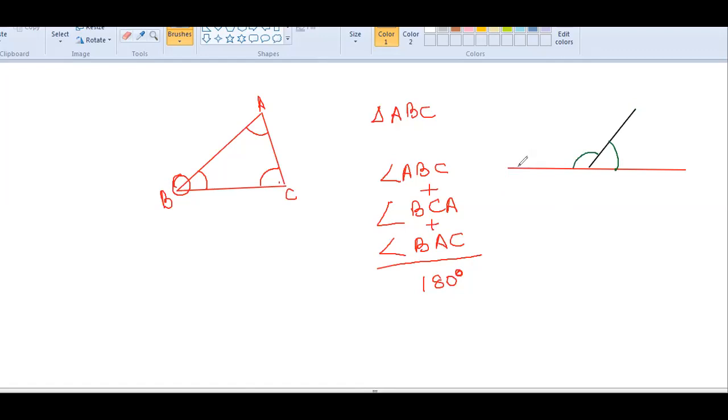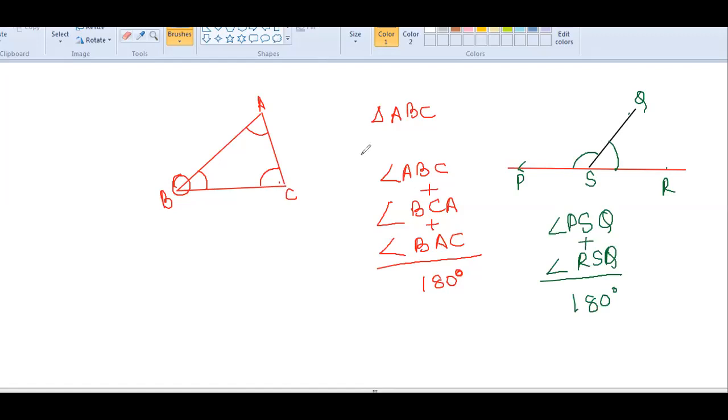No problem. So suppose this is your P, this is your Q, and this is your R, and this is your S. We can say that angle PSQ and angle RSQ, if you add both angles, you will get 180 degrees, right?